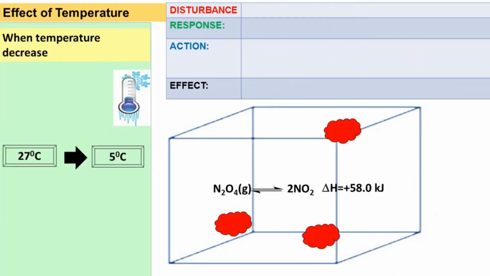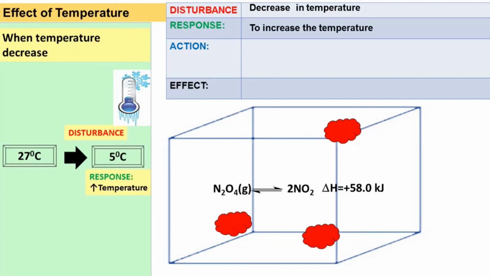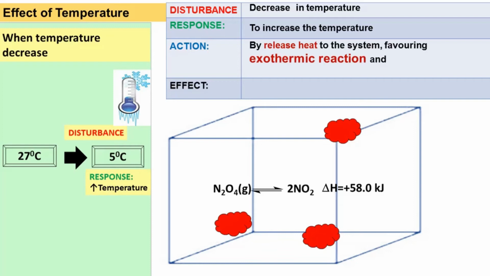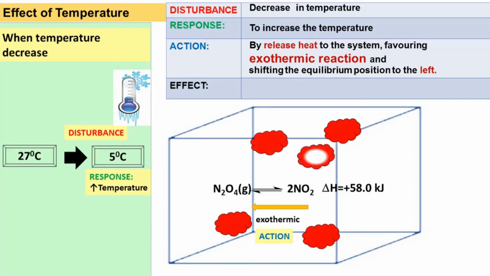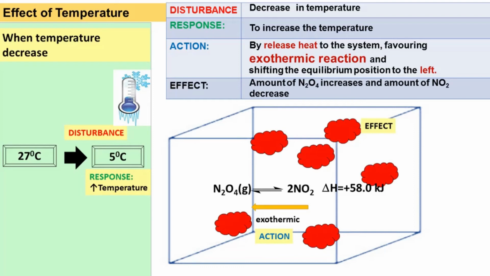When the temperature of an equilibrium system is lowered from 27 degrees Celsius to 5 degrees Celsius, the system will respond to increase the temperature by releasing heat. Hence, the exothermic reaction is favored by the system, and the equilibrium position shifts to the left. This will result in more dinitrogen tetroxide being produced and the amount of nitrogen dioxide decreasing in the new equilibrium.